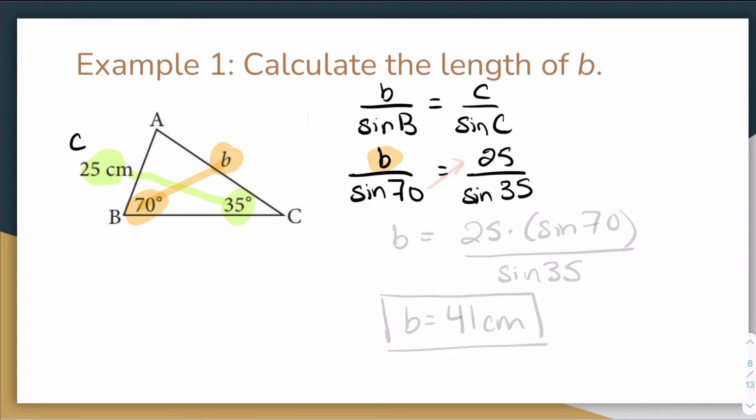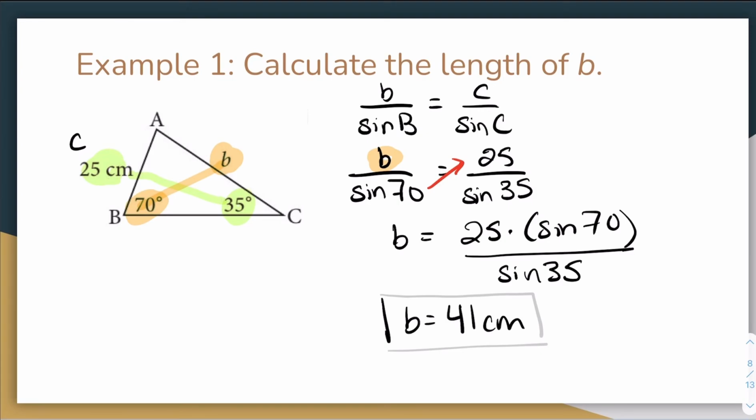I want to get B by itself. To do that, I need to get rid of the sine 70. So, since it's a divider, if I move it to the other side, it becomes a multiplier. This leaves me with B equals 25 times sine 70 over sine 35. When I put that into my calculator, I get B equals about 41 centimeters.